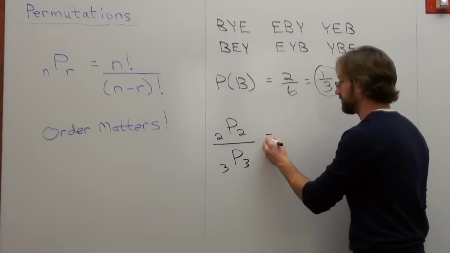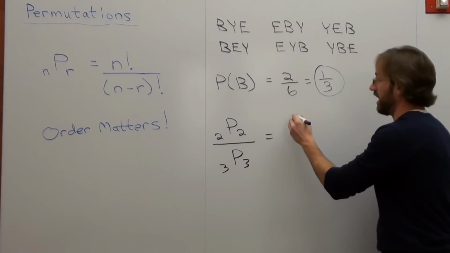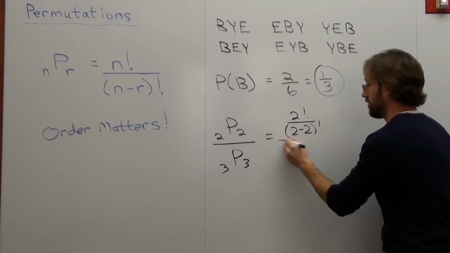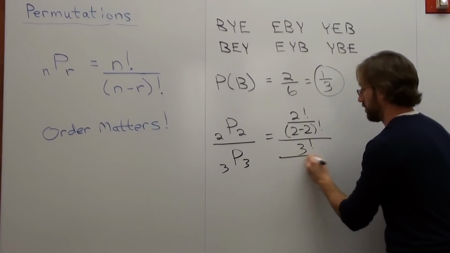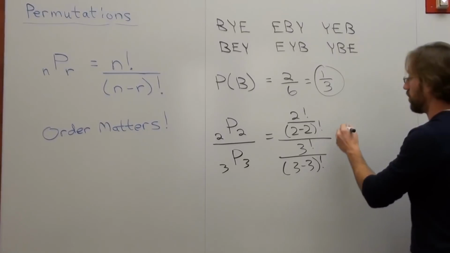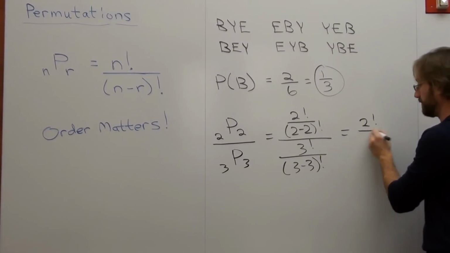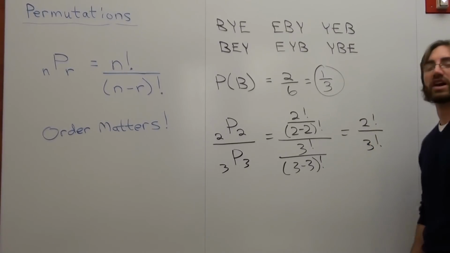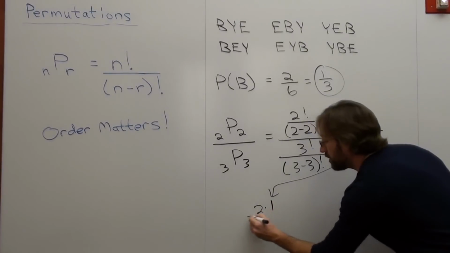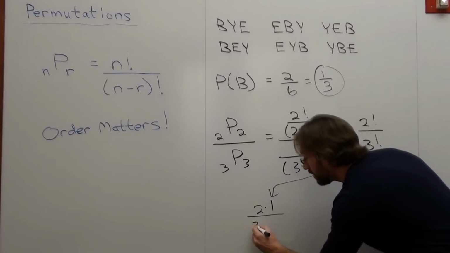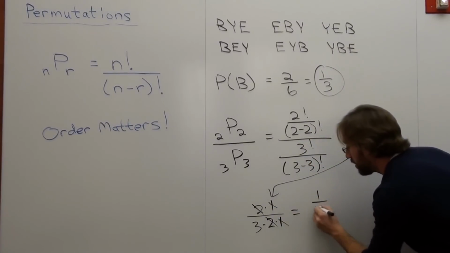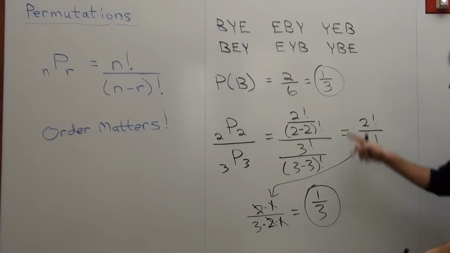Let's figure out how that works. If I rewrite that, that's 2 factorial over 3 factorial. Zero factorial is just 1, so all I'm really working with here is 2 factorial over 3 factorial, which comes out to 2 times 1 over 3 times 2 times 1. Comes out to 1/3 as well.